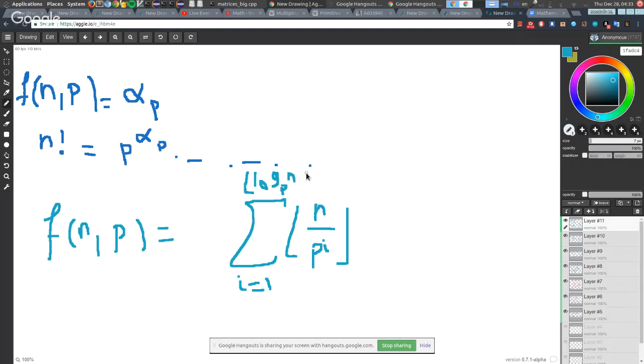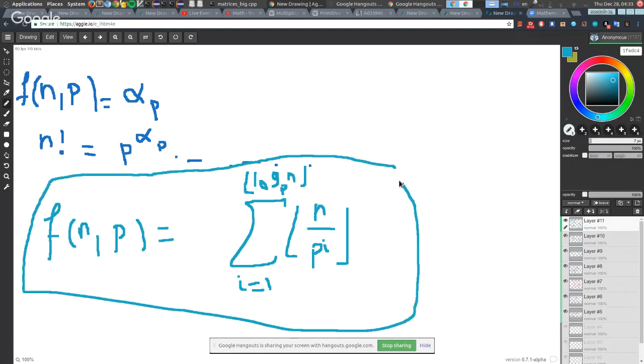Basically, this formula we can use to find the power of some prime p when we factorize n factorial. So this formula will calculate it properly.